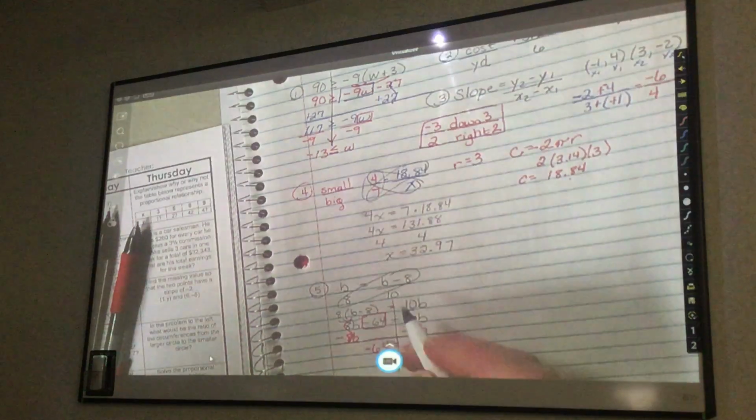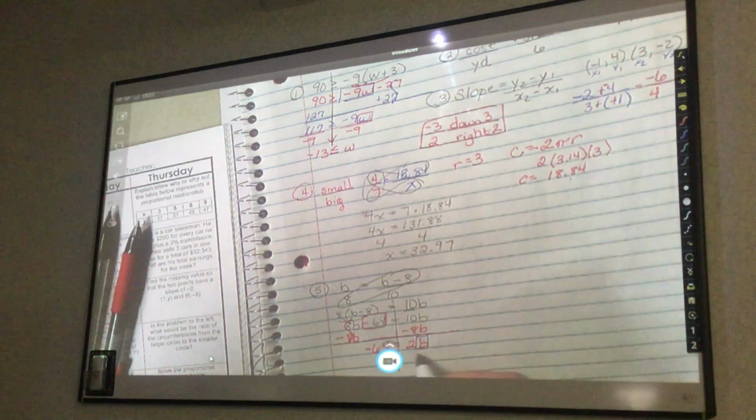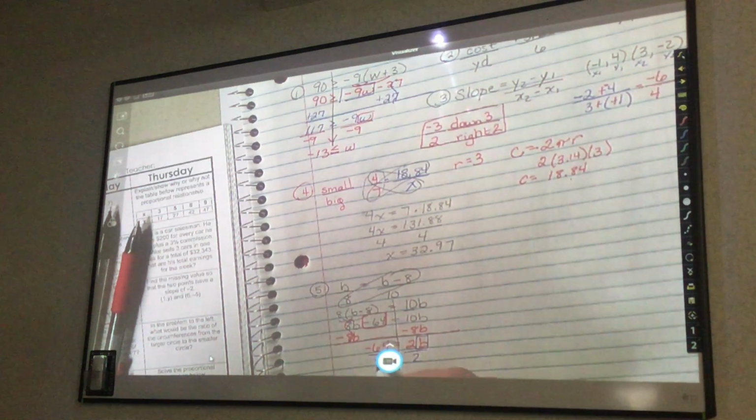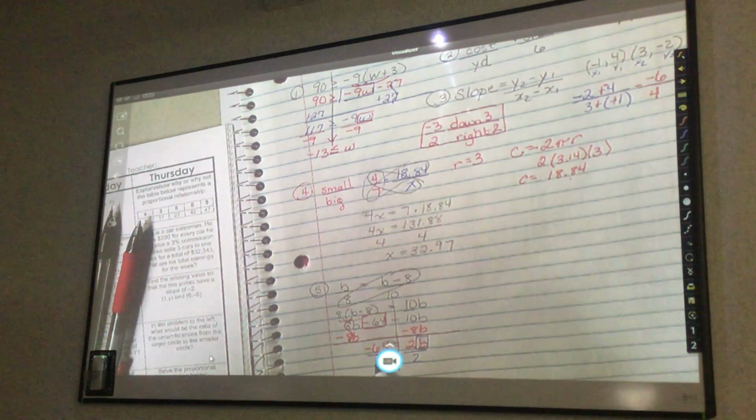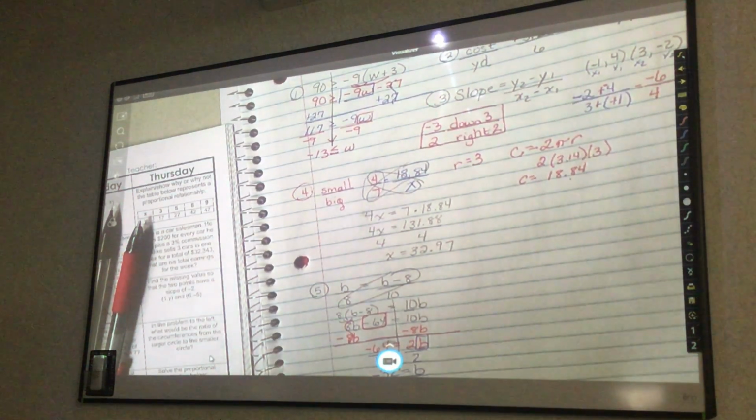Then I'm going to leave b alone, this is multiplication, so I divide by 2. I don't know why I put a negative there. My answer is negative 32 equals b. And then rewrite it so you put the letter first, and box your answer.